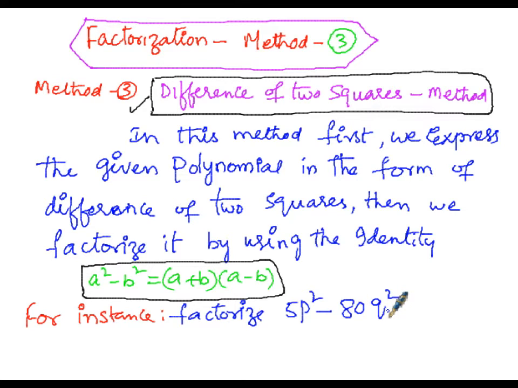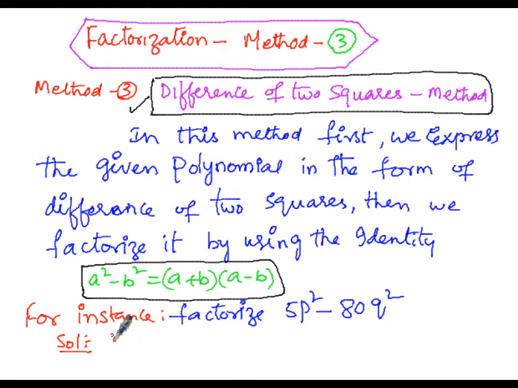So always our concentration must be on the identity, that is, a square minus b square. Here we can write p square, but the coefficient is 5, and we cannot express 5 as a perfect square. Similarly, q square is a perfect square, but 80 is not a perfect square. But in order to factorize it, first of all we have to write it as the difference of two perfect squares. Then only we can utilize the identity a square minus b square as a plus b into a minus b. So the solution starts now.